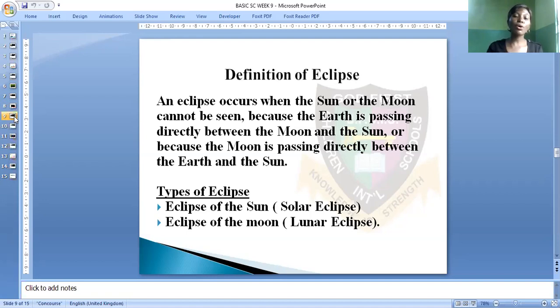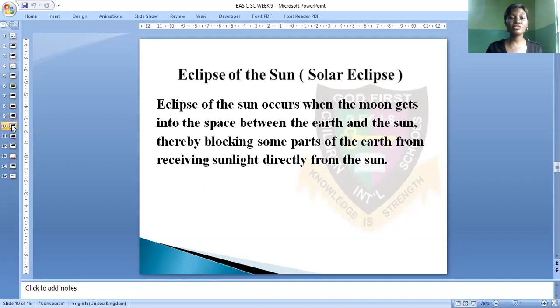An eclipse occurs when the sun or the moon cannot be seen because the earth is in between the moon and the sun, or because the moon is in between the earth and the sun. We have two types of eclipse. The eclipse of the sun, also called the solar eclipse, or the eclipse of the moon, also called the lunar eclipse. Firstly, let's see the eclipse of the sun, solar eclipse.